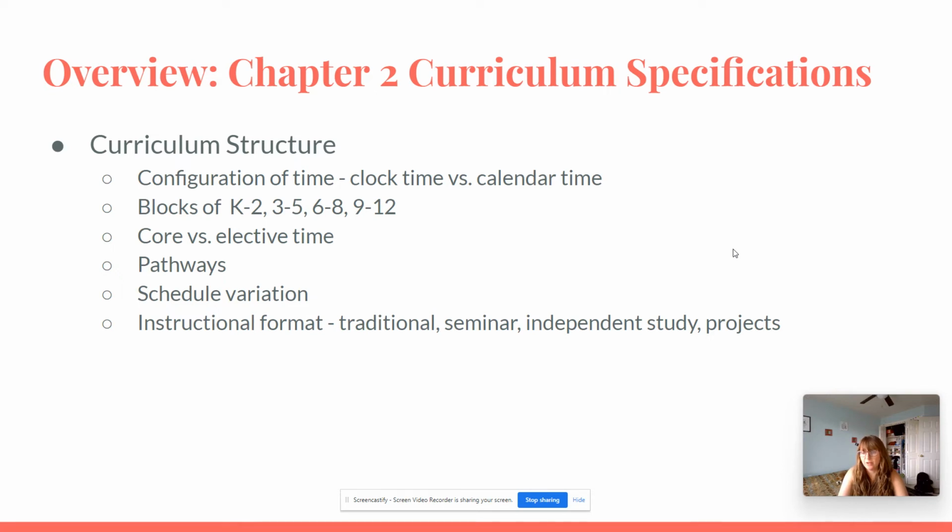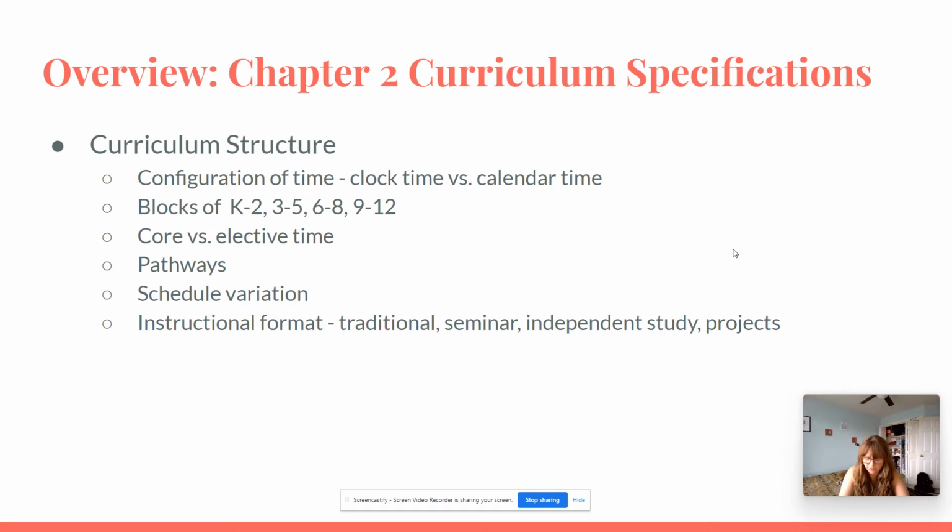Also need to think about pathways. What is the curriculum going to look like for students as they progress through school? Are they all going to follow the same pathway, or are there going to be different pathways that they can take in order to graduate?